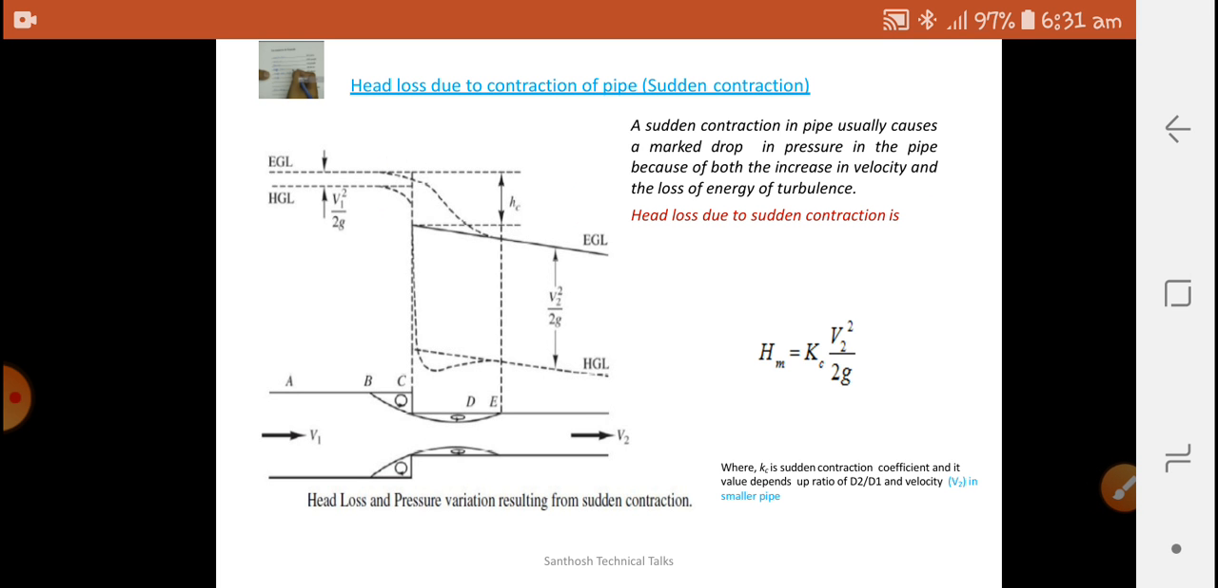So head loss due to sudden contraction is given as Hm is equal to K into V square by 2g, where K is the sudden contraction coefficient. The value depends upon the ratio D2 by D1. So that is the ratio for the function K, the sudden contraction coefficient. Here V2 is the velocity in the smaller pipe. Contraction means that after contraction only the losses are there. Therefore V2 is the appropriate one.